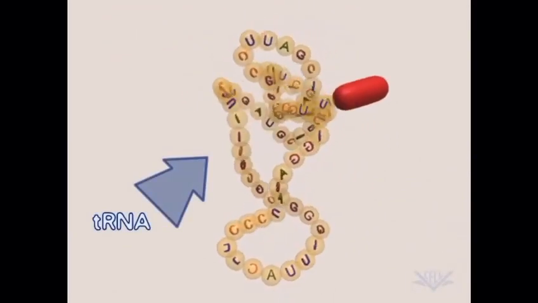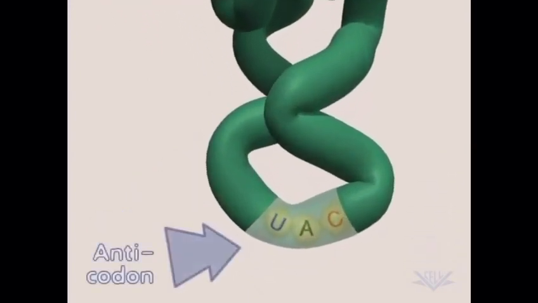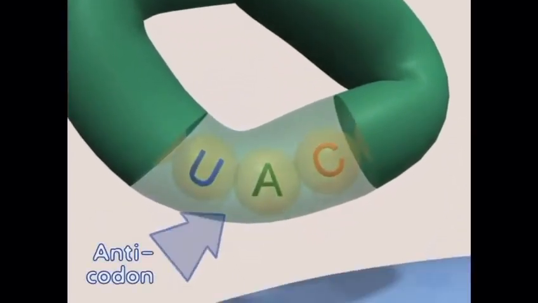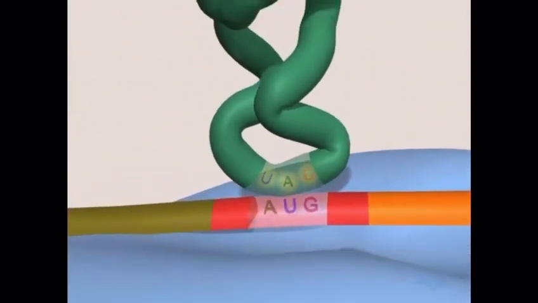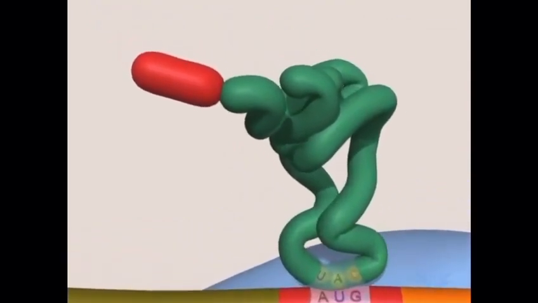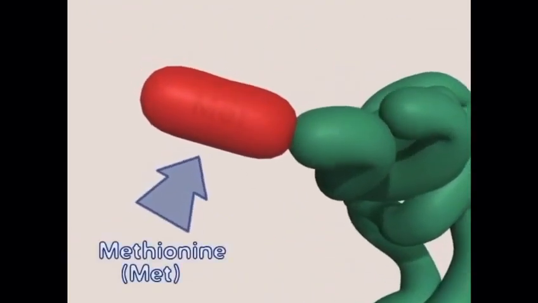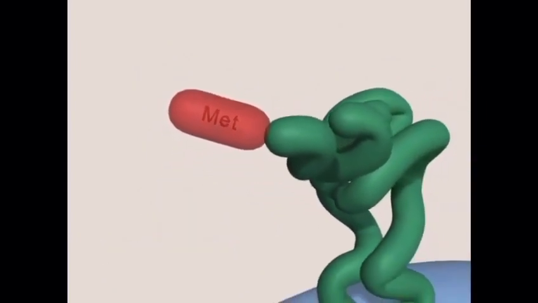tRNA is another key molecule. It contains an anticodon that is complementary to the mRNA codon to which it binds. The first mRNA codon is typically AUG. Attached to the end of the tRNA is the corresponding amino acid. Methionine corresponds to the AUG codon.